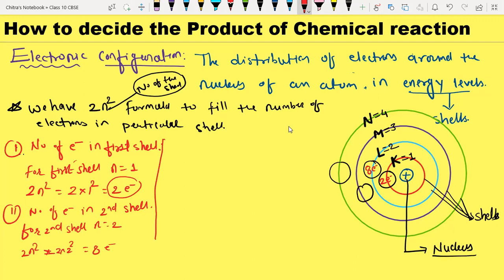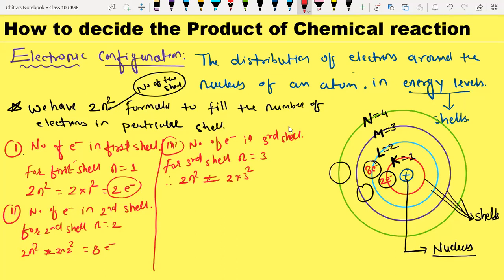Likewise, we can determine how many electrons will come on the third shell. For the third shell, n equals 3. Again we have the formula 2n square, so it becomes 2 into 3 square. 3 square is 9, and 9 twos are 18. Therefore, 18 electrons will come in the third shell.